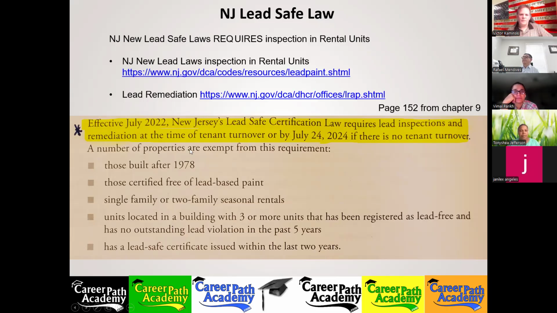Now, a number of properties are exempt from this requirement. Those are those built after 1978 because lead was already banned from paints by then. Those certified free of lead-based paint, single family and 2-family seasonal rentals, and units located in buildings with 3 or more units that have been registered as lead-free and has no outstanding lead violation in the past 5 years. And those that have lead safe certificate issued within the last 2 years.